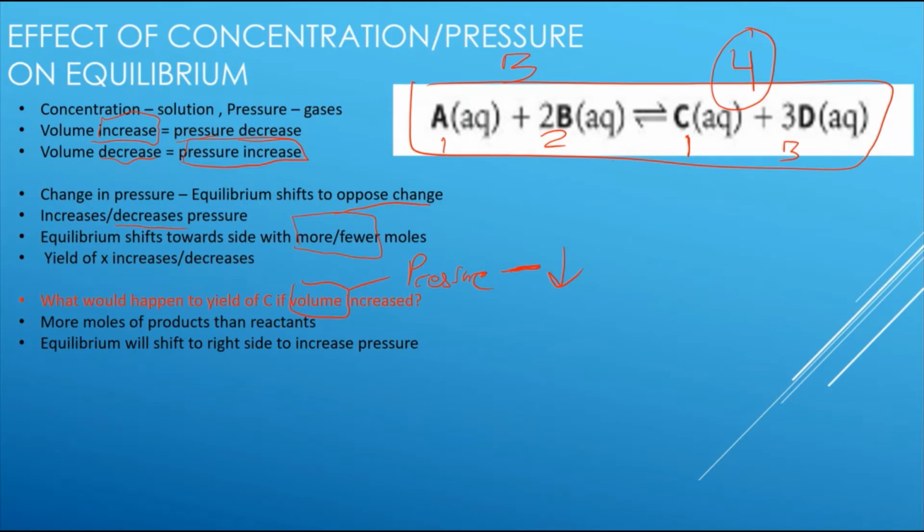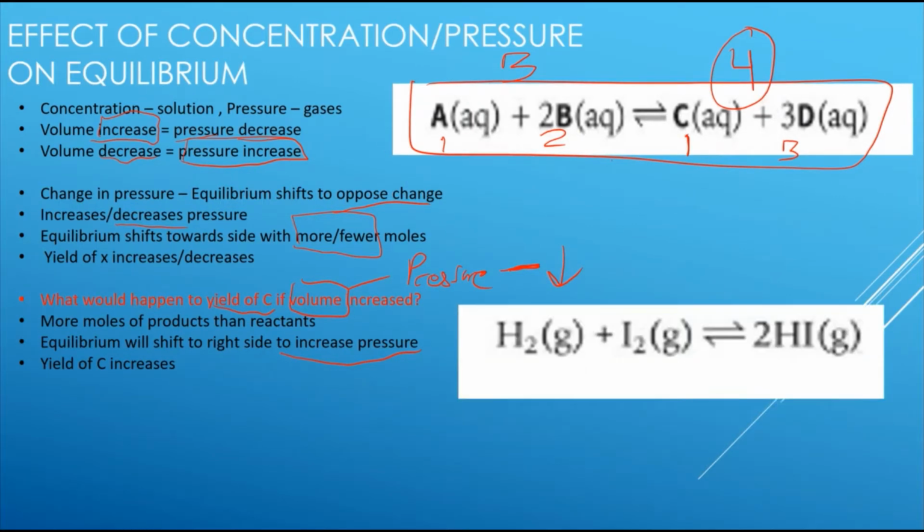So what happens is the equilibrium will shift to the right side to increase the pressure. Because the pressure is being decreased, we need to increase the pressure, and we would increase the pressure by moving towards the side with more moles. So because the products have more moles, we would move towards that direction. So this would be towards the right side to increase the pressure, and that's why the yield of C would increase. It's asking about the yield of C in the question. So because there will be more products being formed, the yield of C would increase.